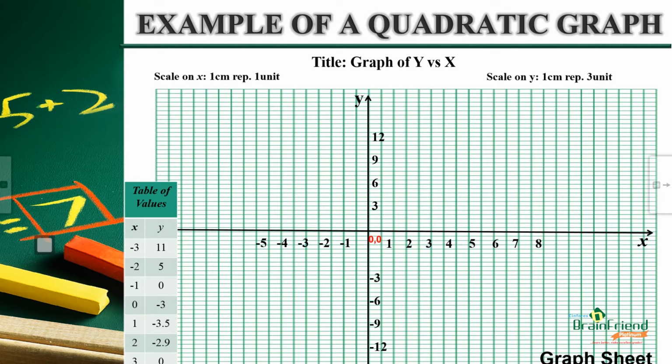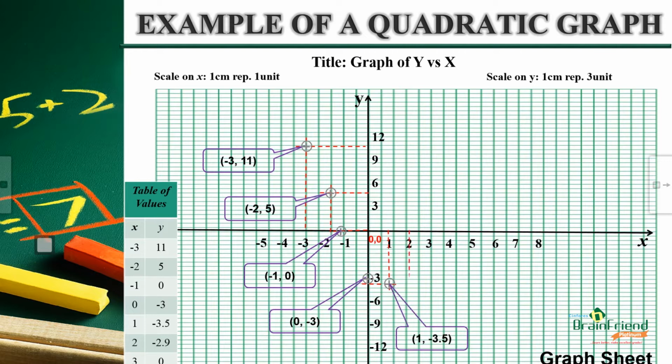So next thing to do is to start plotting this graph based on the values given to us from the table of values. So we say when x is -3, y is 11. You could see that we trace from -3 and then from 11 as well. Where they meet, we put a cross and a circle. We do that also for -2 and 5. Where they meet, we also put a circle. Do that for -1 and 0. Next, we'll repeat that for 0 and -3. We continue that way until we get to x equal to 3 and y equal to 0, which are the last values on our table.